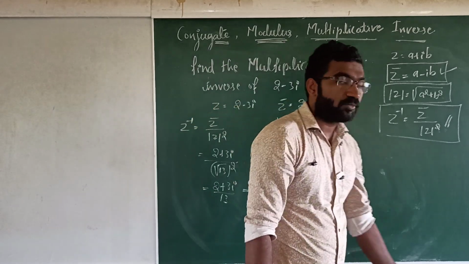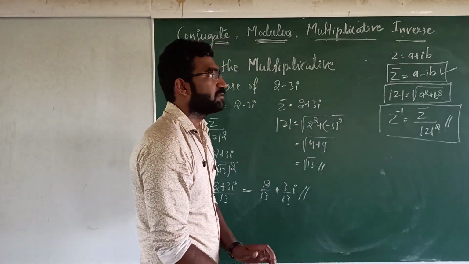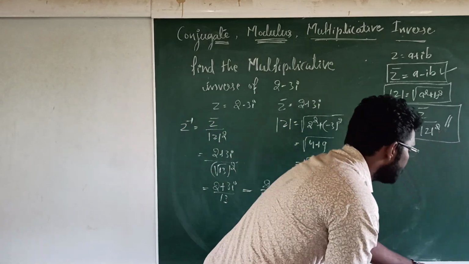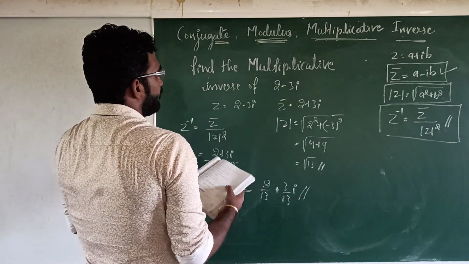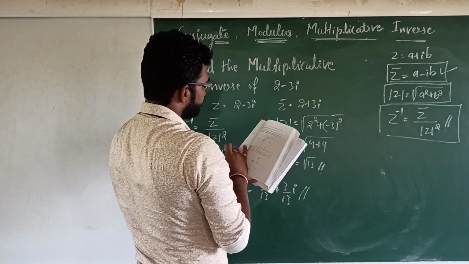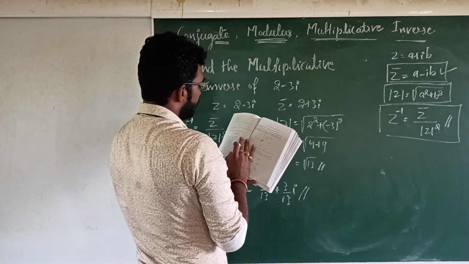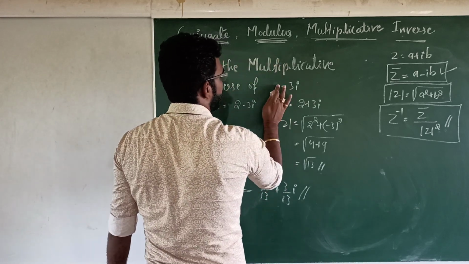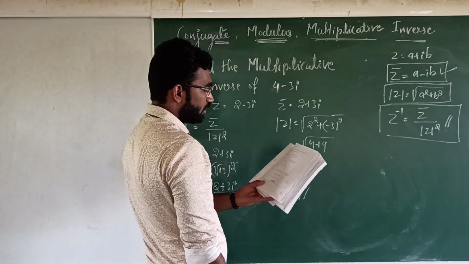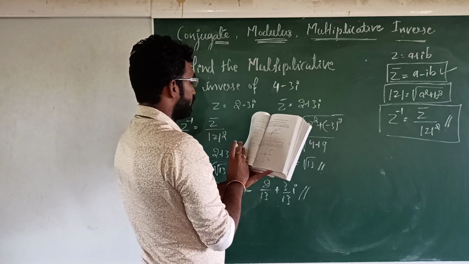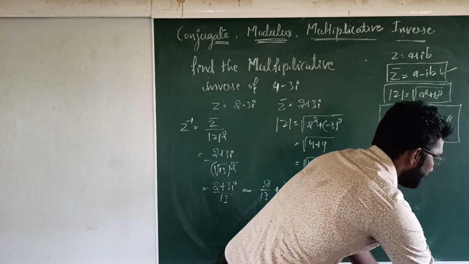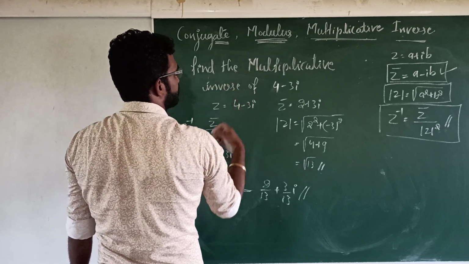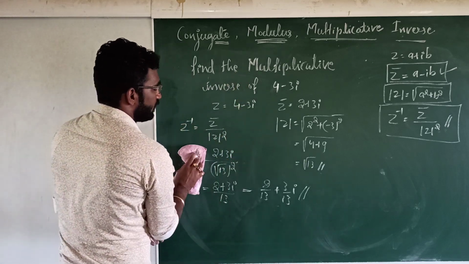Among that I am going to solve one more, and afterwards we will conclude the class. So the next question is, find the multiplicative inverse of 4 minus 3i. This is simple, they have given 4 minus 3i. So I will write here: z equals 4 minus 3i. Therefore the formula is the same again.